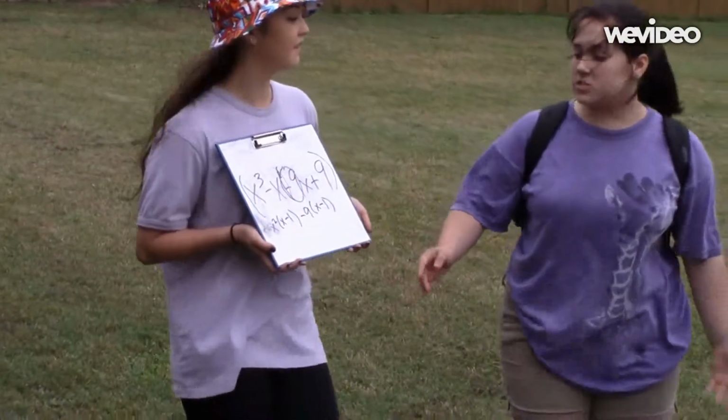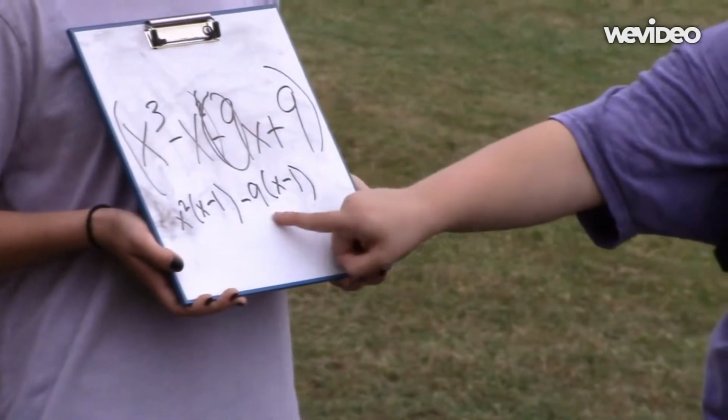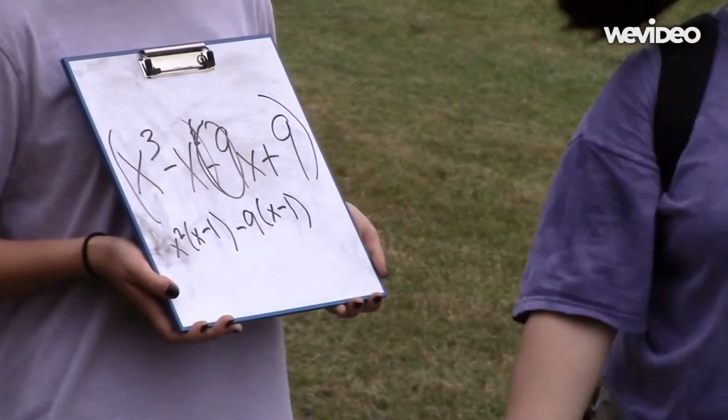I get it! Because when you times the 9 times the x, you get the negative 9x. When you times the 9 by the negative 1, you get the positive 9.